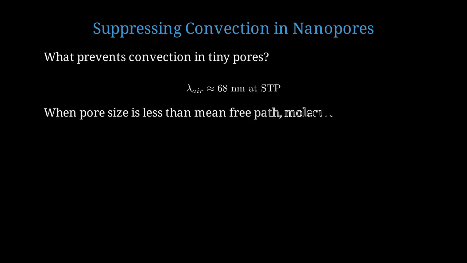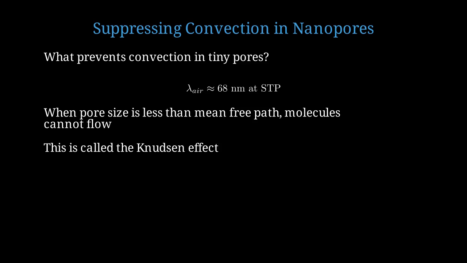When the pore size is less than or comparable to the mean free path, air molecules collide with pore walls more often than with each other. This prevents the coordinated bulk motion needed for convection. This phenomenon is called the Knudsen effect, named after physicist Martin Knudsen. It essentially traps air molecules in place, eliminating convective heat transfer.